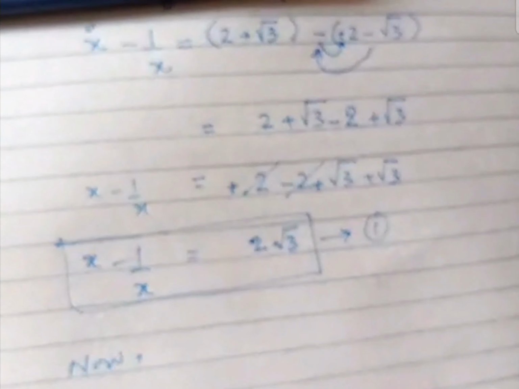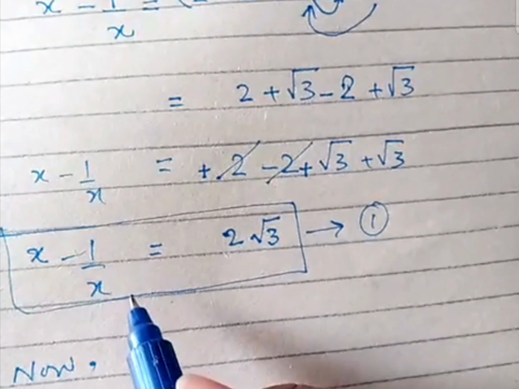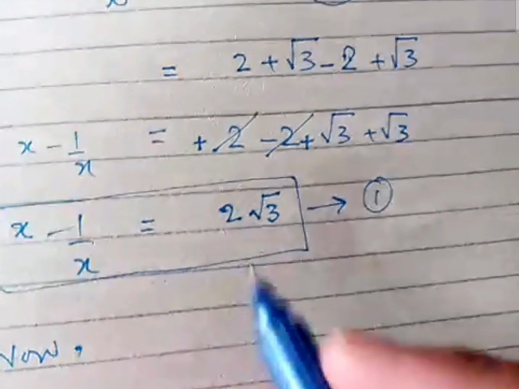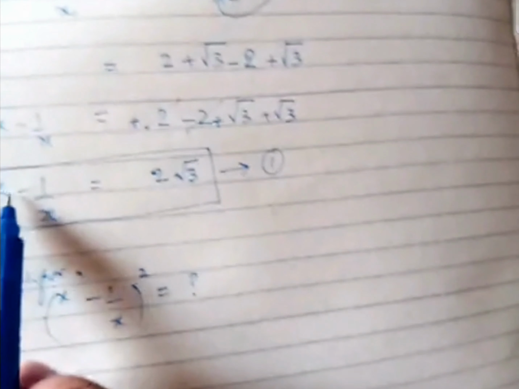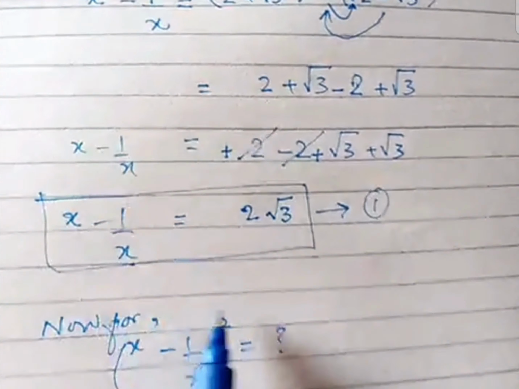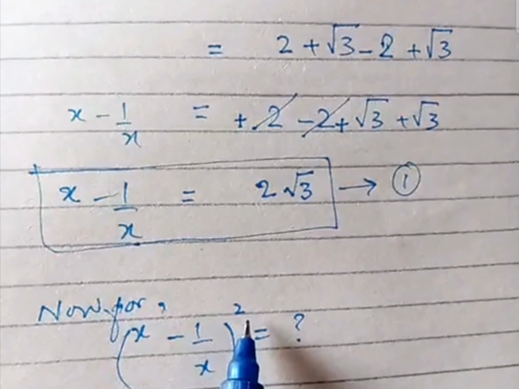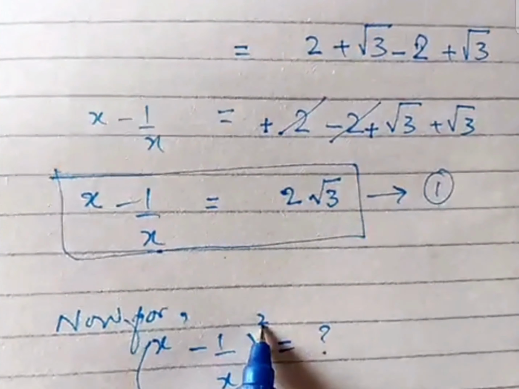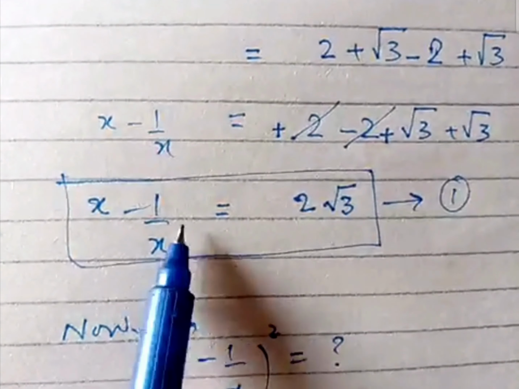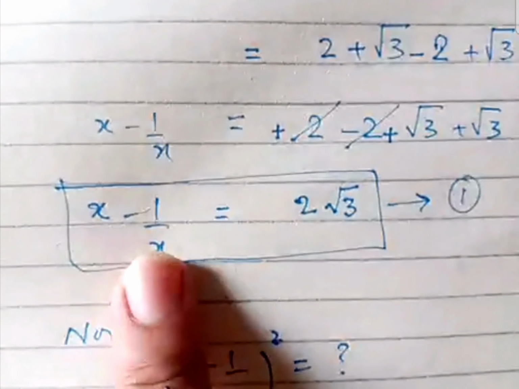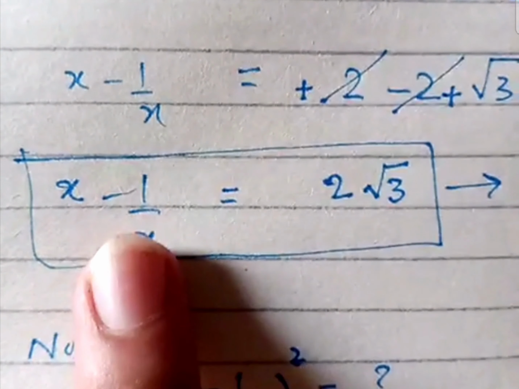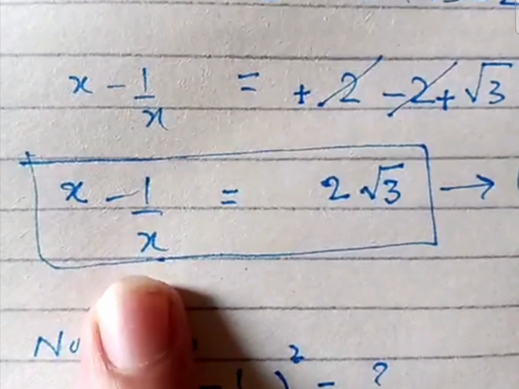Now again for the second part, they were saying to find out the square of x minus 1 by x. You will say that x is unknown. For this, what will you do? We have the value of x minus 1 by x. Further, they are saying to find out its square. Can we apply whole square upon it? Look, the simple term x minus 1 by x is given, and they are saying to find out its square.